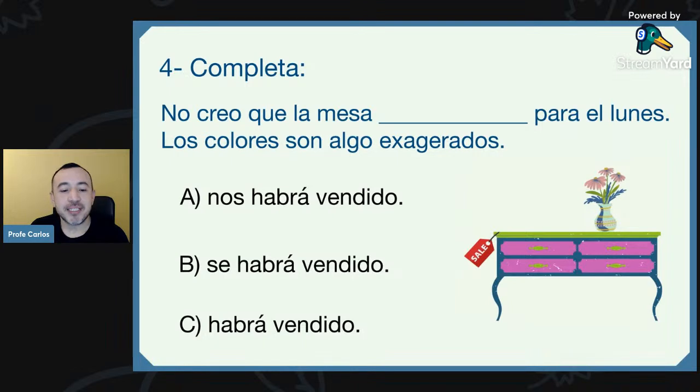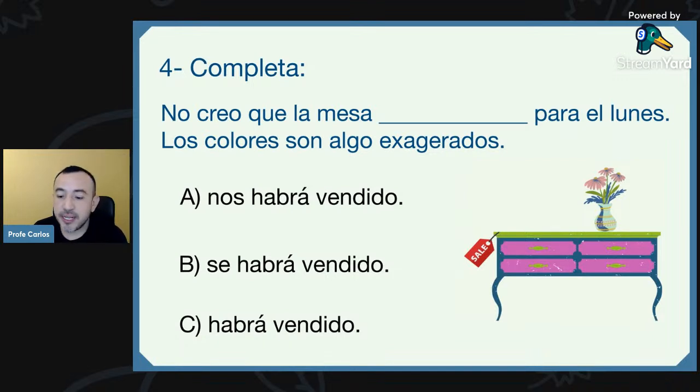No creo que la mesa para el lunes. Los colores son algo exagerados. So we're pushing up a little bit the level. No creo que la mesa nos habrá vendido para el lunes. Los colores son algo exagerados. No creo que la mesa se habrá vendido para el lunes. Los colores son algo exagerados. No creo que la mesa habrá vendido para el lunes. Los colores son algo exagerados. So, what do you guys think? What are we trying to express here, and what is the correct answer?